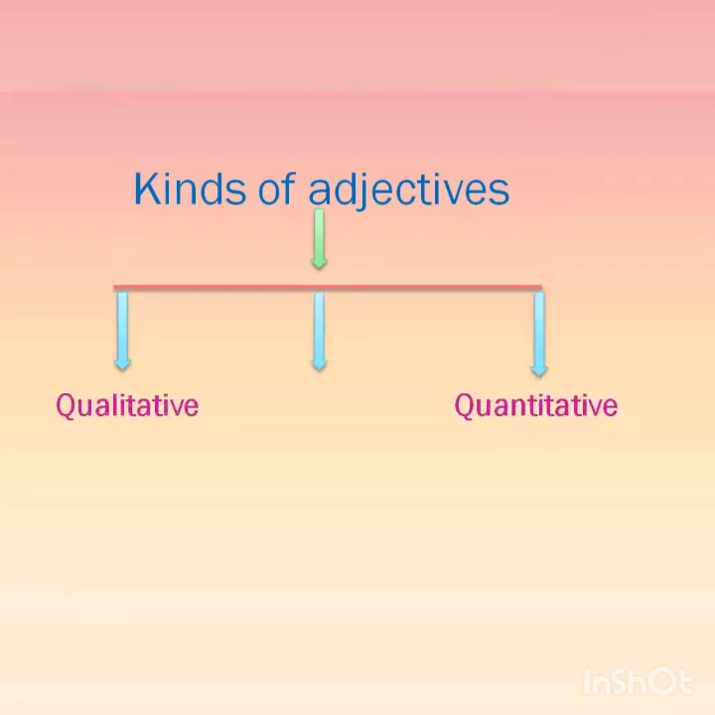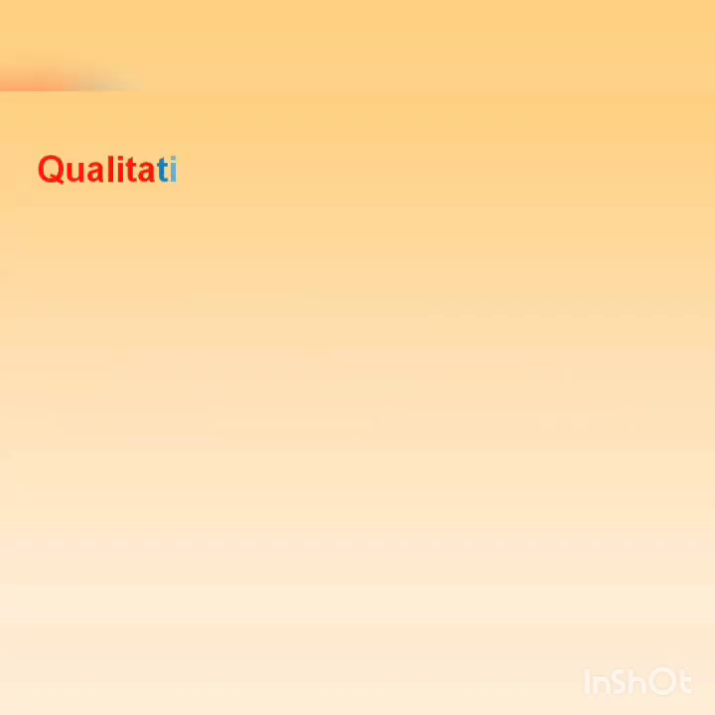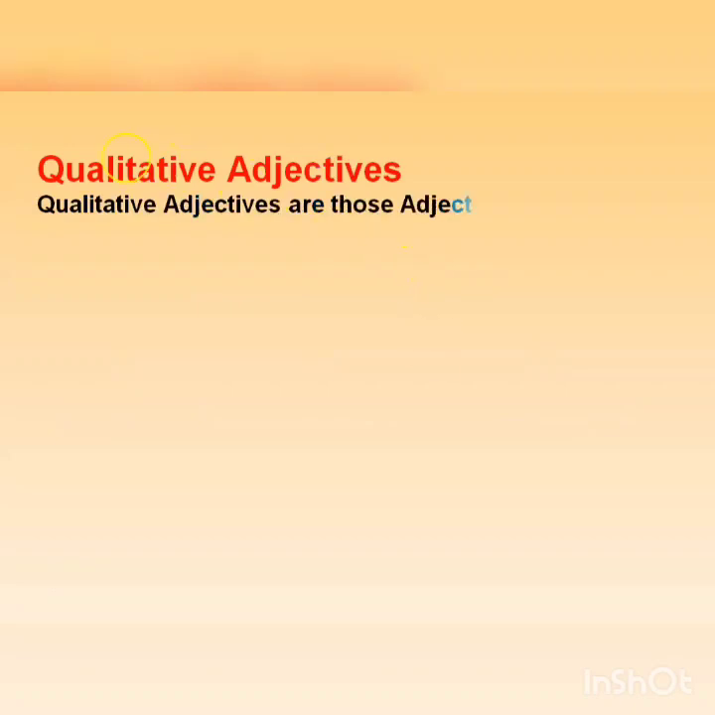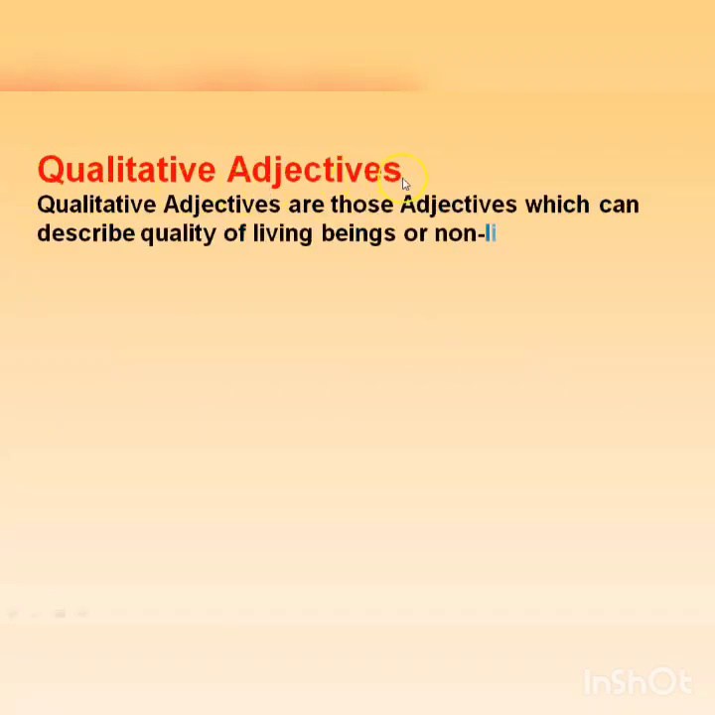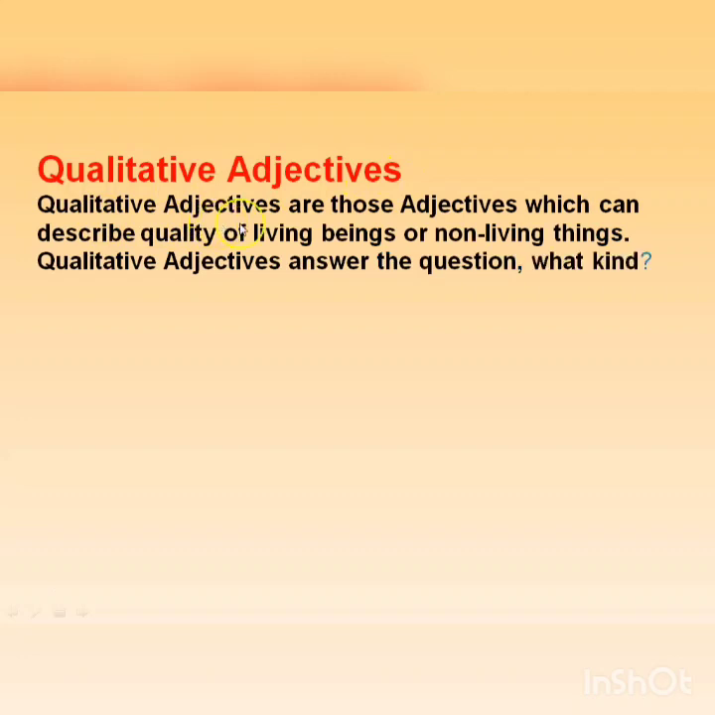So children, we saw all the three kinds of adjectives. Now we are going to see their examples. But before that, once again we will just see their definitions. First is qualitative adjectives. Qualitative adjectives are those adjectives which describe the quality of living beings or non-living things, that is person, place, animal, thing. Qualitative adjectives answer the question, what kind?